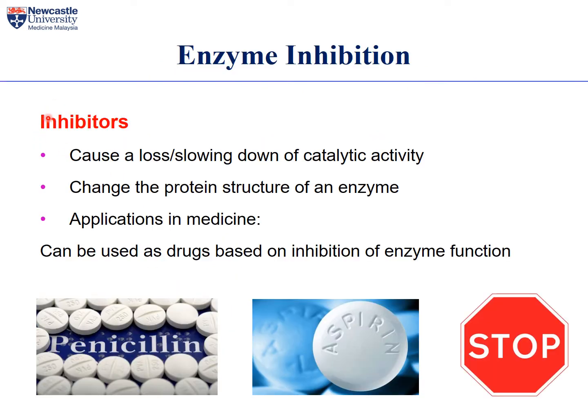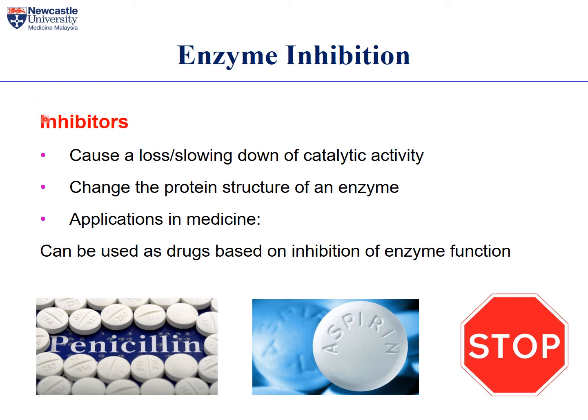So, what are enzyme inhibitors? Basically, enzyme inhibitors are molecules that are capable of slowing down or causing the loss of enzyme catalytic activity, and they do so by blocking the active site or by changing the structure of an active site. And always remember, protein structure determines its function. So by altering the structure of an enzyme, inhibitors can reduce enzyme activity.